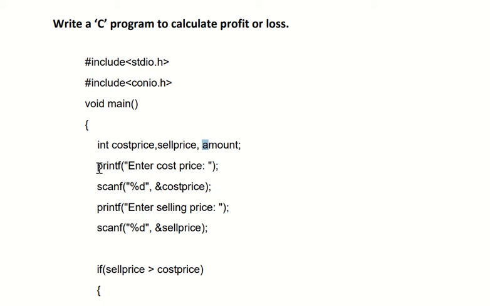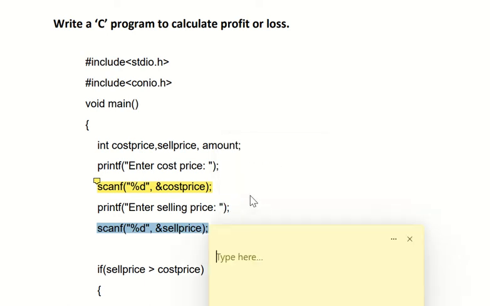Now we ask the user to enter the cost price. For example, say the cost price is 70. Now we ask the user to enter the selling price, at what price they are selling it. Then scanf sell price, for example 120. Just for example purposes, as per our assumption the cost price is 70 and the sell price is 120.